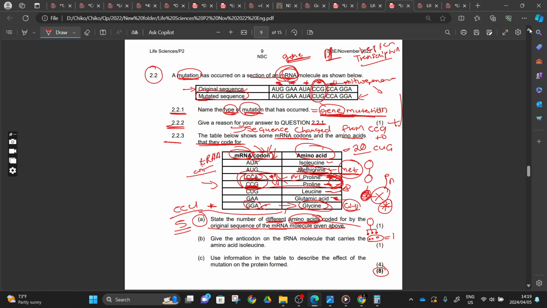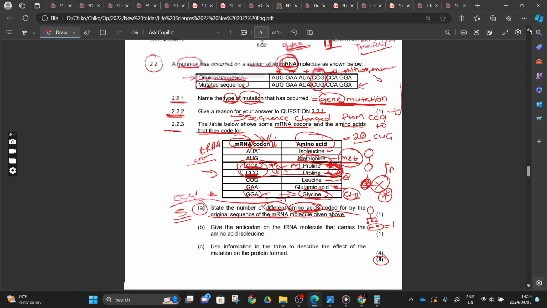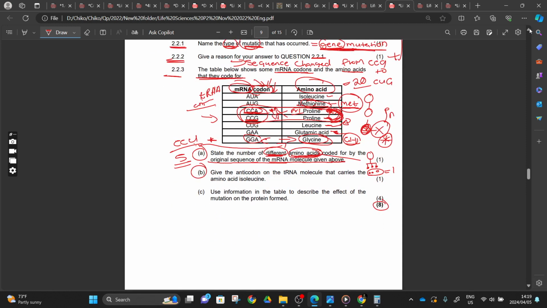This will be 5 different amino acids that will be coded, when these two code the same amino acid, right? So we move to number 5. Number 5 says give the anticodon. Here we are talking tRNA, right? Give the anticodon of the tRNA molecule that carries the amino acid isoleucine. Where is isoleucine? Number 1 here. This is isoleucine, and the mRNA codon is AUA.